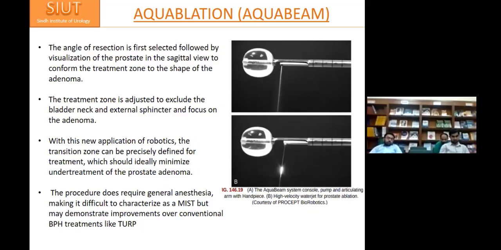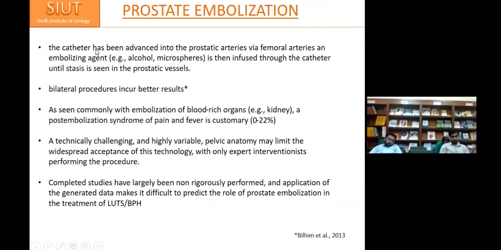The angle of resection is first selected, followed by visualization of the prostate in the sagittal view to confirm the treatment zone and the shape of the adenoma. The treatment zone is adjusted to exclude the bladder neck and external sphincter and focus on the adenoma. With this new application of robotics, the transition zone can be precisely defined for treatment, which should ideally minimize undertreatment of the prostatic adenoma. The procedure does require general anesthesia, making it difficult to characterize as minimally invasive surgery, but it may demonstrate improvement over conventional BPH treatment like TURP.